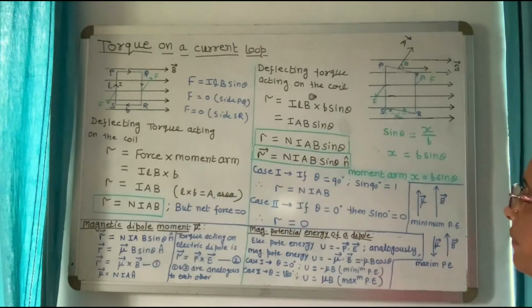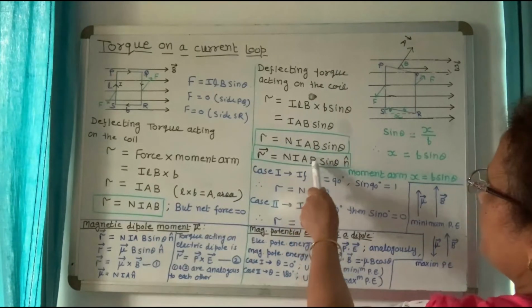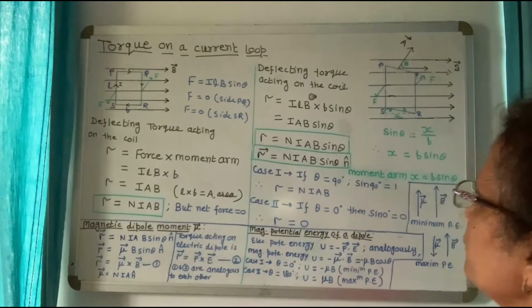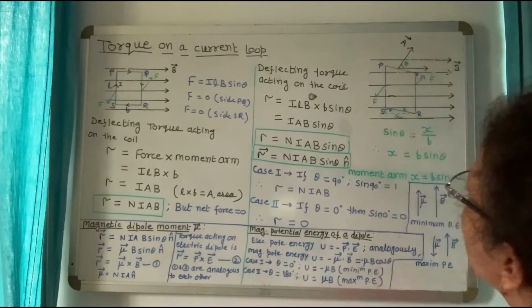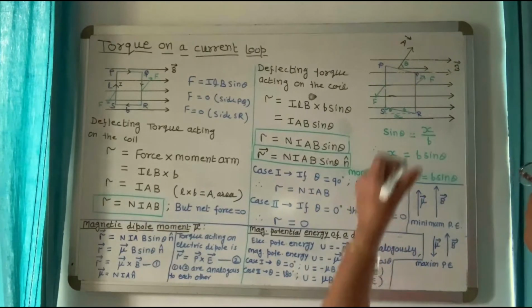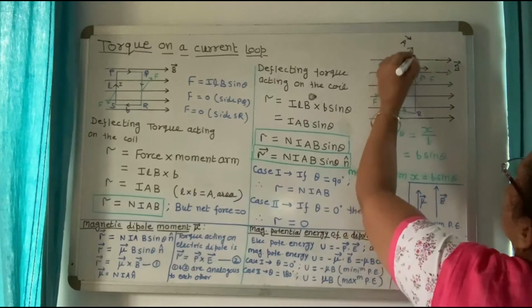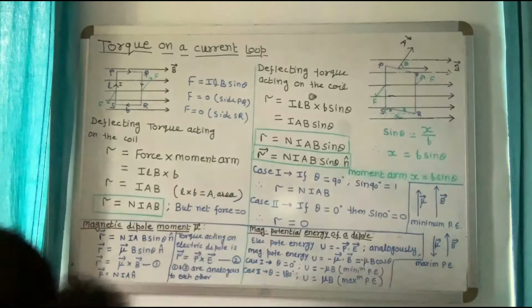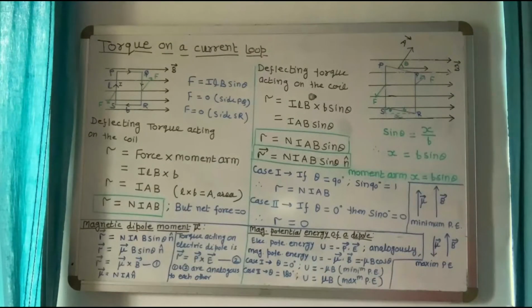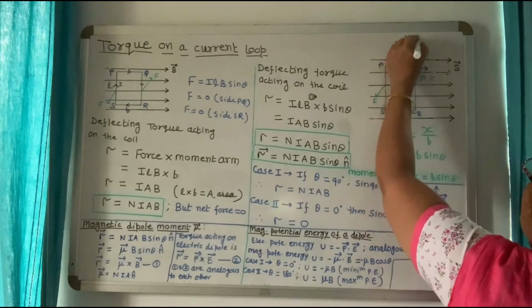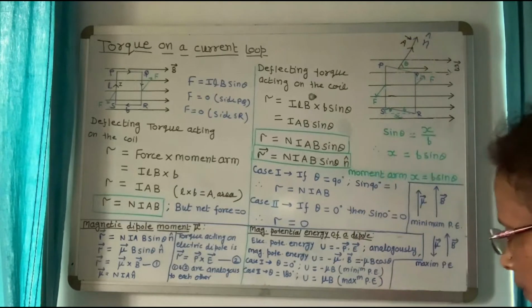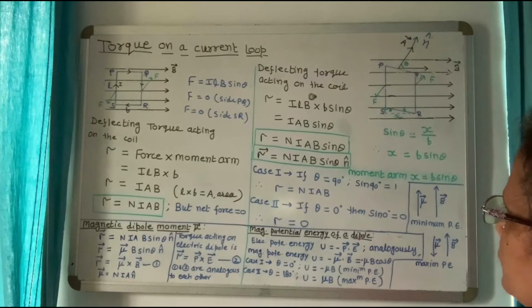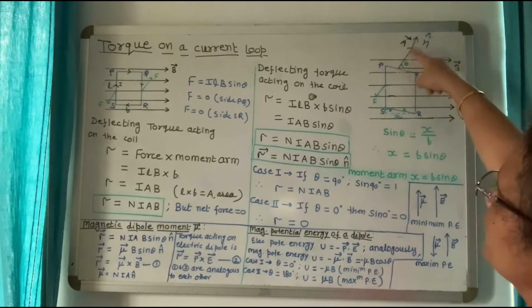Now this torque is a vector quantity, so it is NIAB sin theta multiplied by n cap. What is n cap? It is the unit vector in the direction of the area vector. So this is the vector n cap, of unit length, which gives the direction of this torque. Are you getting this? This n cap and the area vector are the same.